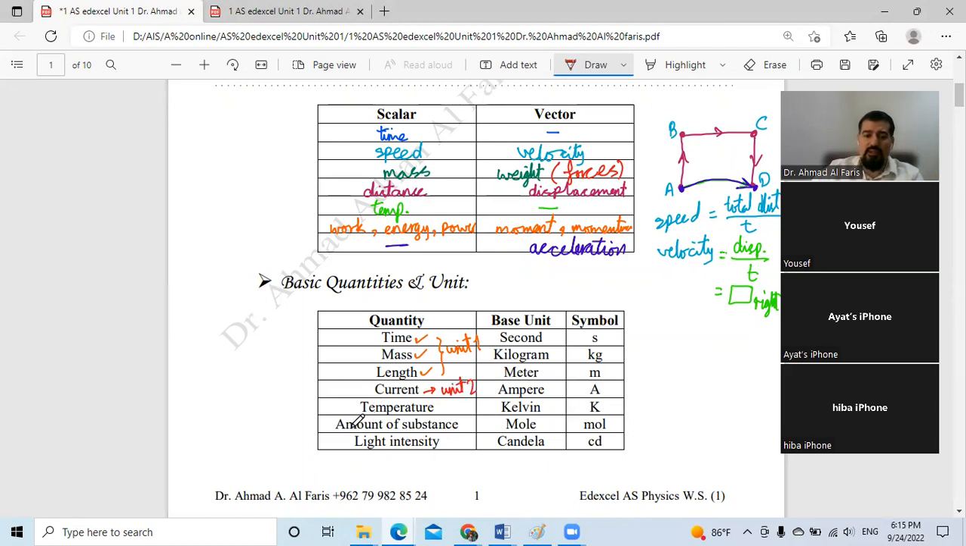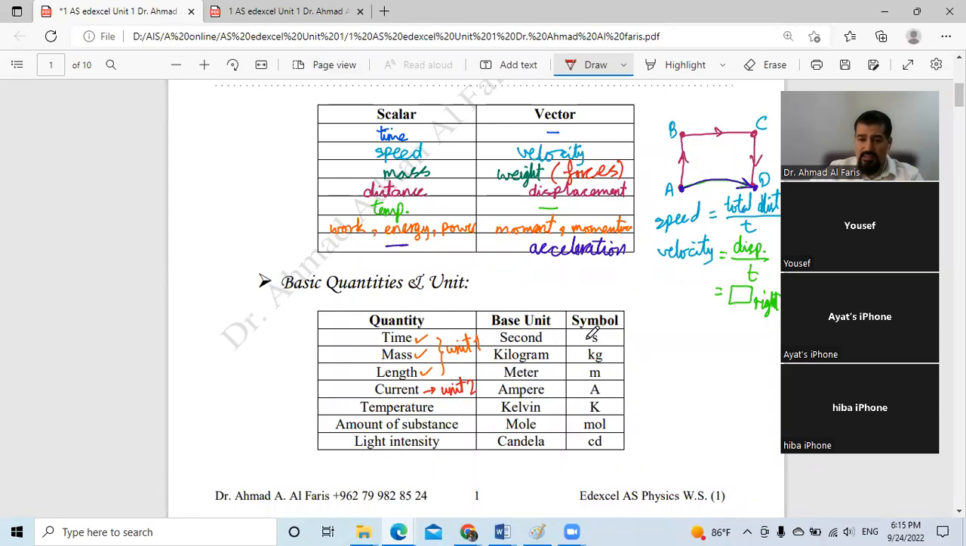The current, they ask about it in unit 2 with the previous ones. Temperature, amount of substance, and light luminosity, they will ask about in A2 physics in unit 4 and unit 5. So the first 4 quantities are included in our syllabus for this year as AS. The first 3, time, mass, and length, only for unit 1.